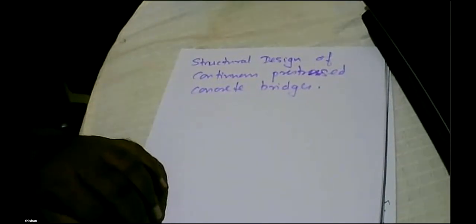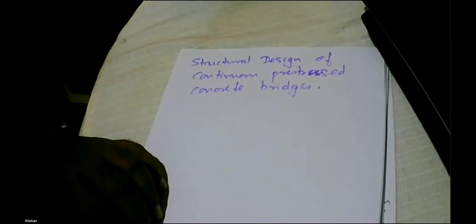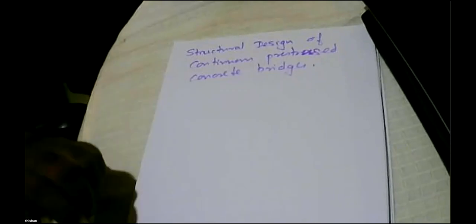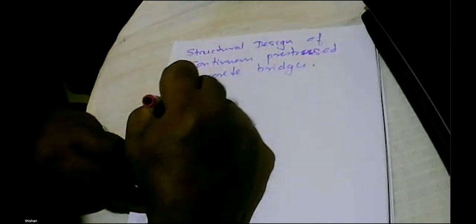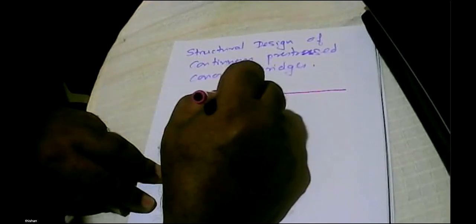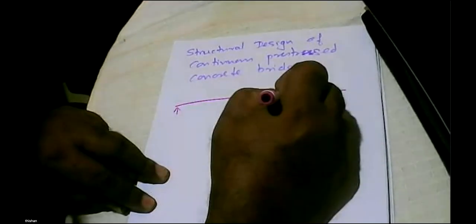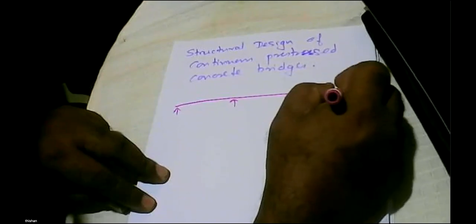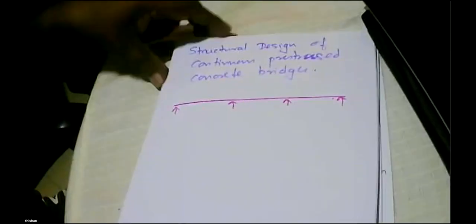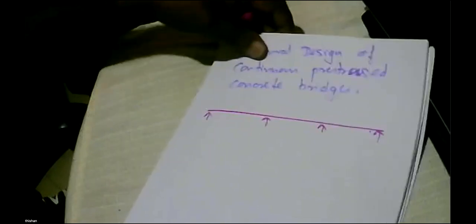So we'll try to first understand the special features of a continuous construction. And we'll assume that, one way or the other, we can construct it at once. Later we'll see how we handle the issue that we cannot construct it at once. That will come later. Right, so let's say that we have a three span bridge, continuous.